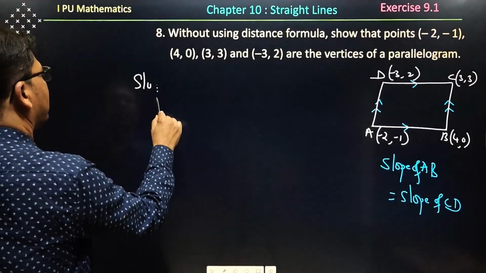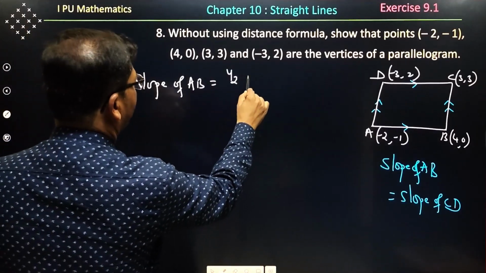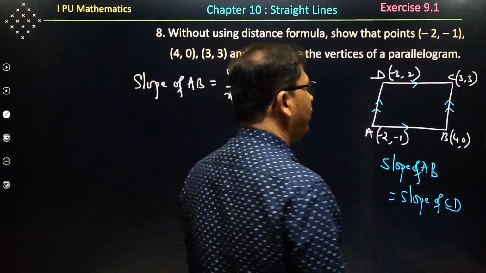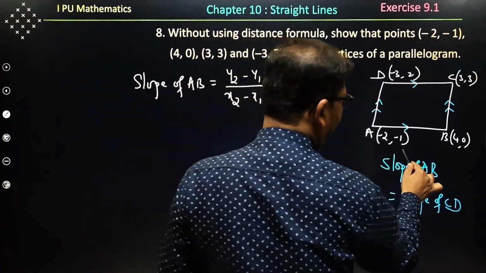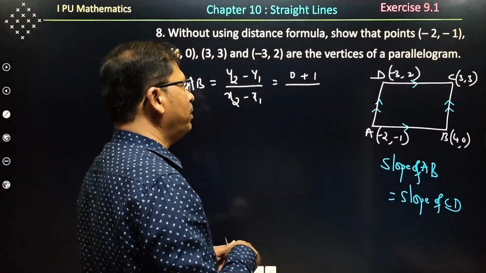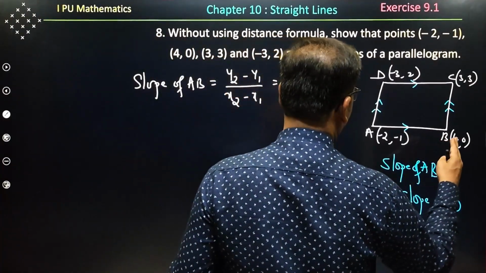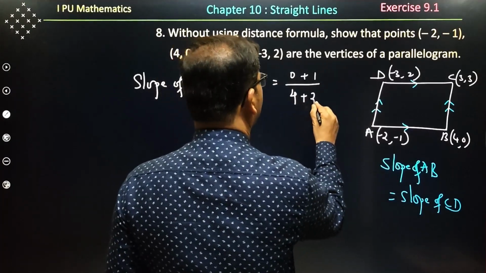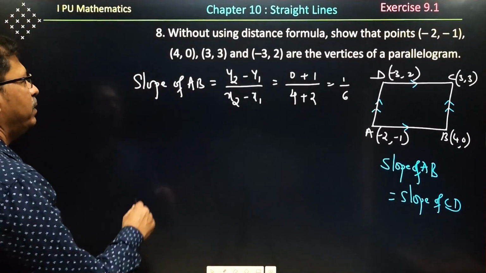Let's go to slope of AB. The formula is y2 minus y1 divided by x2 minus x1. This is the concerned formula here. y2 minus y1, 0 plus 1. This is equal to 0 plus 1. x1 y1, x2 y2. x2 minus x1, that is 4 plus 2. So this is leading to 1 by 6. Okay, slope of AB I have calculated.